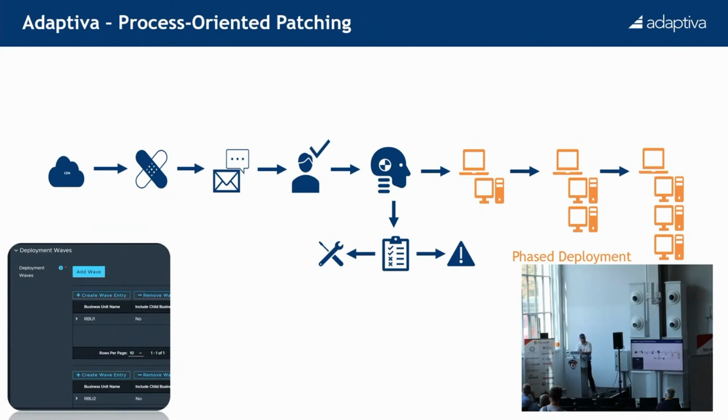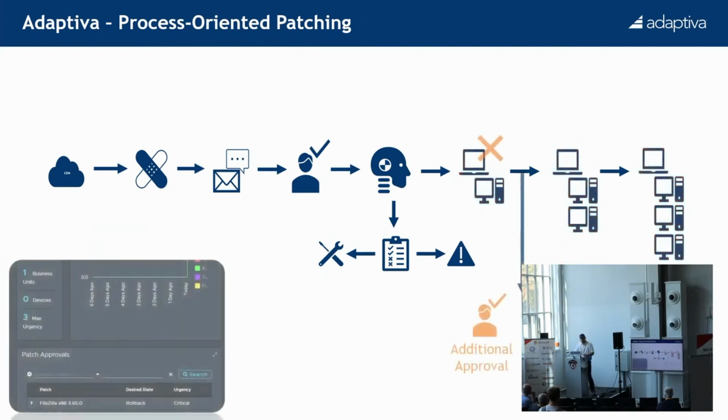Do you want to wait 24 hours to move on to the next phase? Is it success-based? So when we've got 90% success, move on automatically? Is it failure-based? So as long as we haven't got more than 5% failures, do we want to move on? So you can incorporate all of this into your process.